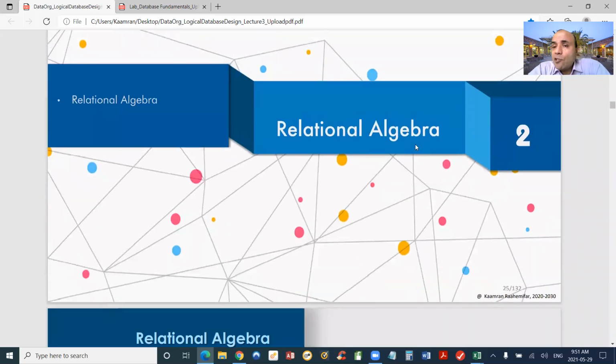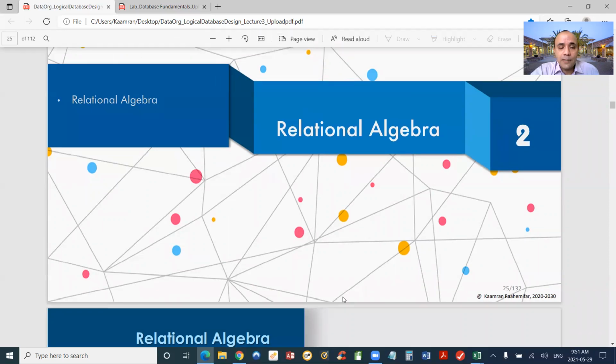We talk about relational algebra in the next recording, but at this time, I think we are primed to talk about 1NF, 2NF, and 3NF. Stay tuned.